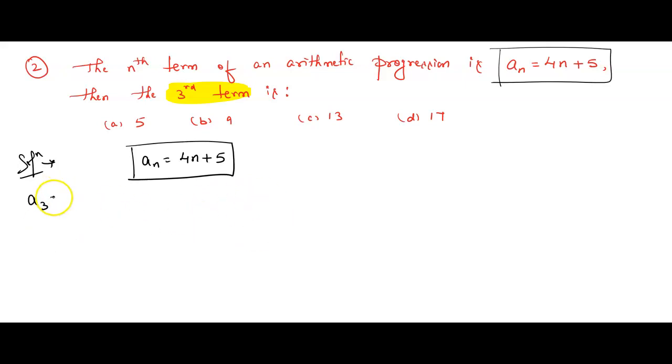Here they are asking us to calculate the third term. So what should you do? See children, LHS is an. Similarly, A3 we have to find. A is common. In place of n, what is there? 3. So shall we substitute 3 in place of n? In place of n we write 3 is equal to 4 as it is. Again in place of n we write 3, plus 5. Since we have to find the third term, in place of n substitute 3.